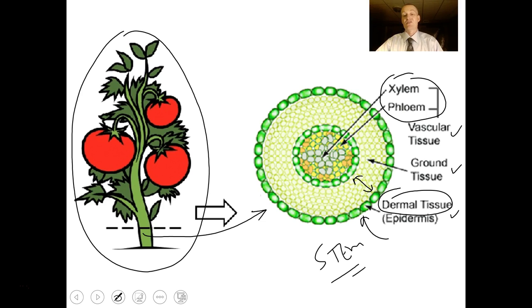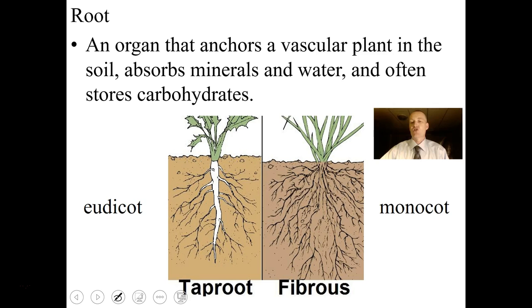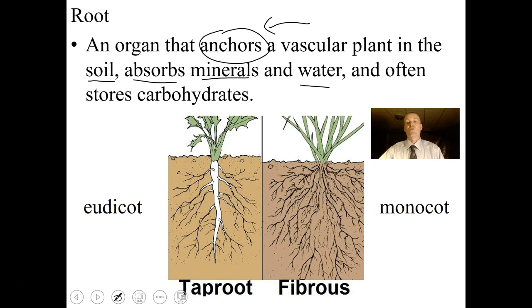What I want to do now is talk about roots, stems, and leaves, and give you an idea of some differences between them, what they look like under the microscope, and just talk a little bit about modifications that they might have. So a root is an organ. It's just an organ like any other organ that you might have in your body, and its specialized job is to anchor the plant, and it absorbs minerals and water, and this anchors it to the soil, which is where the minerals and water are going to be. Oftentimes, a root can store carbohydrates.